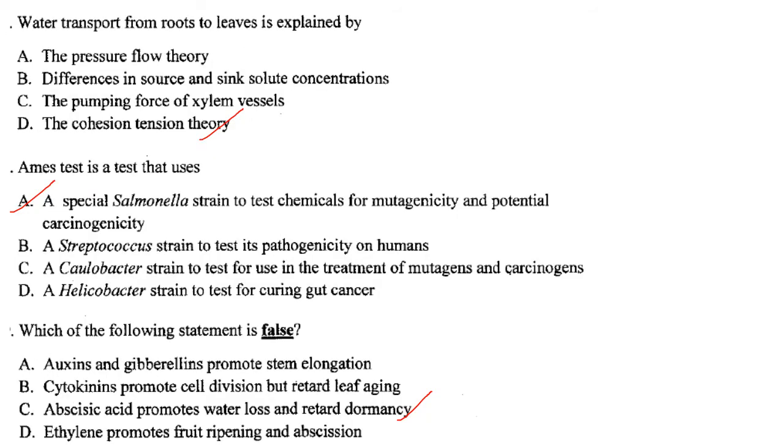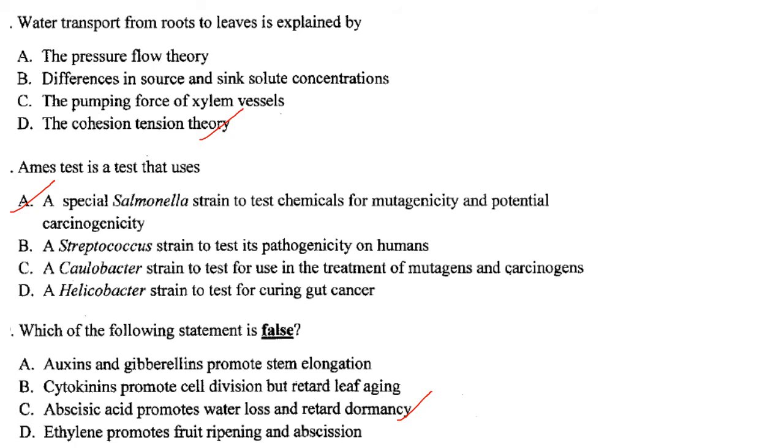Then water transport from roots to leaves is explained by. So this is also a repeated question. It is explained by the cohesion tension theory. So the cohesion tension theory explains the translocation of water by the process of transpiration. This theory was proposed by Dixon and Joly and is popularly known as cohesion tension transpiration pull model of water transport. This transpiration pull helps in water transport from root to the leaves. So the answer here is option D, that is cohesion tension theory.